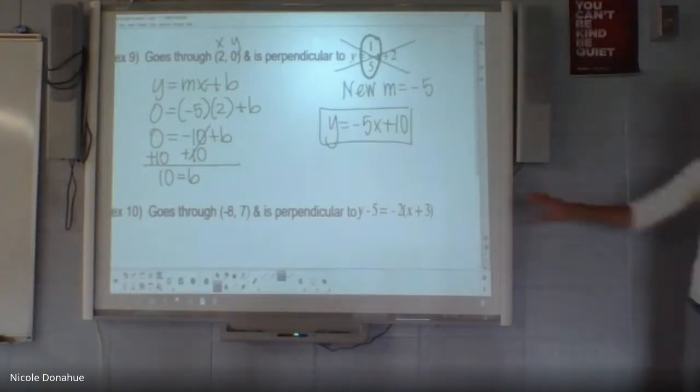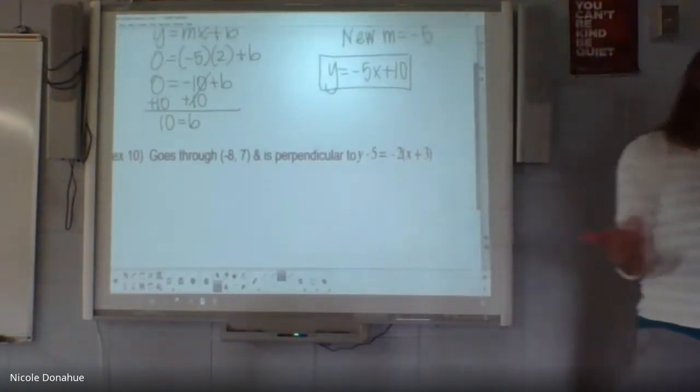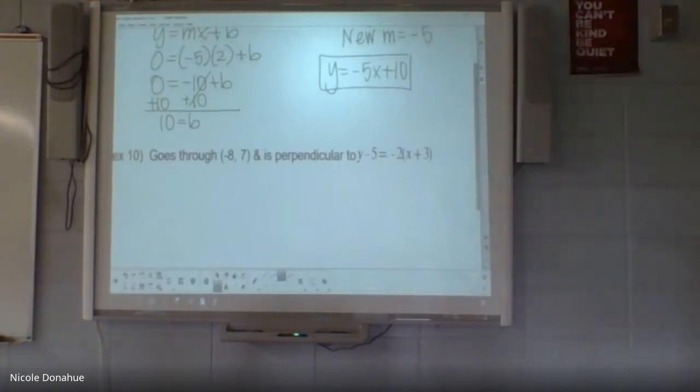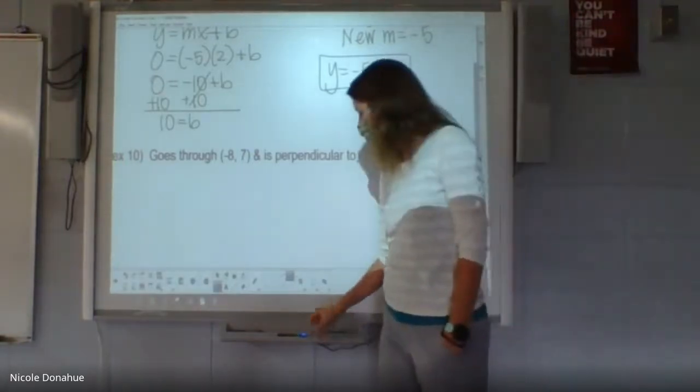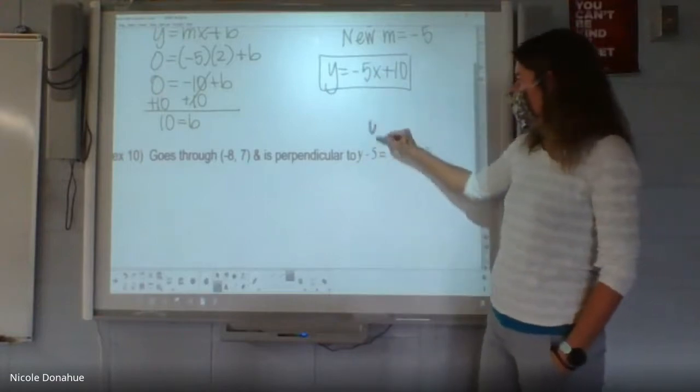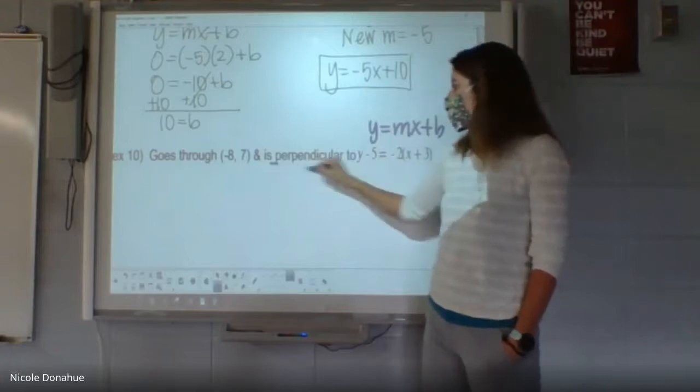This last one, the equation's written in a different form. It's called point-slope form. You don't have to know that. Really, any form they write the equation in, as long as we get our y alone, we're good. So we have to figure out the slope of this line. So again, we want to figure out what the y equals mx plus b is, and then we'll do perpendicular.